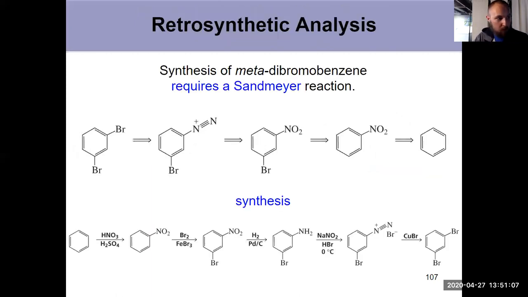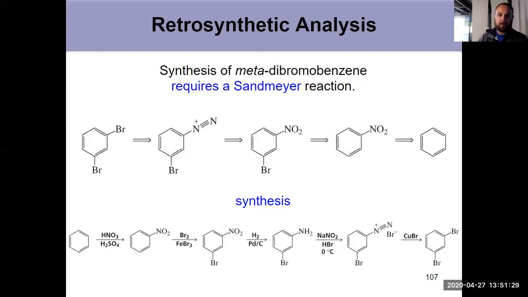So we can use this in our retrosynthesis. Okay? For example, here, if I'm trying to make, I alluded to this before, meta-dibromobenzene, that first bromine would be an ortho-para director, so I could never get it to be in the meta position. That would require first the bromination and then a Sandmeyer reaction. Okay, so the synthesis is shown there on the bottom.